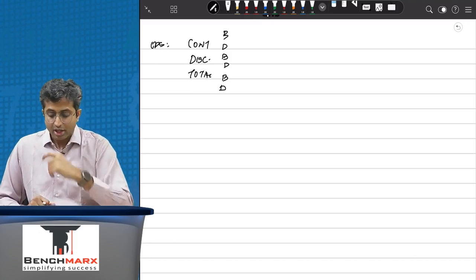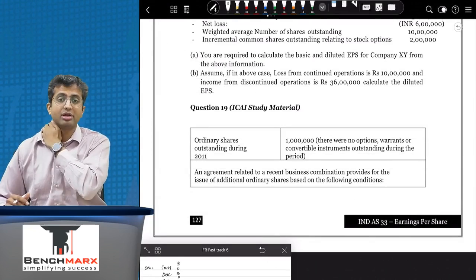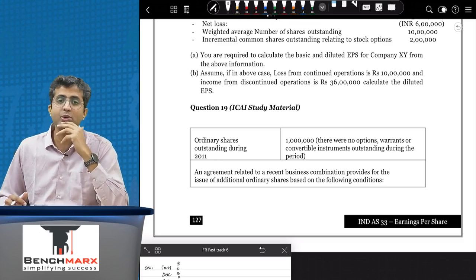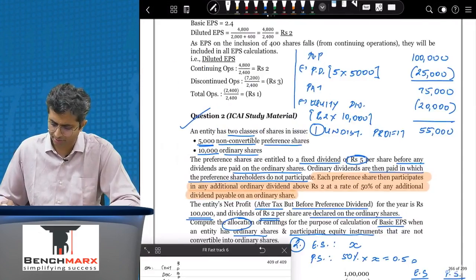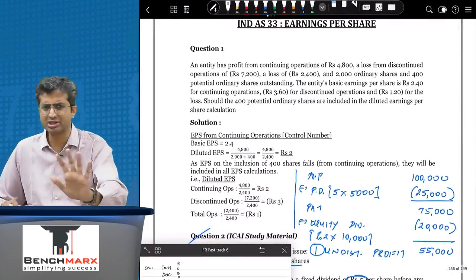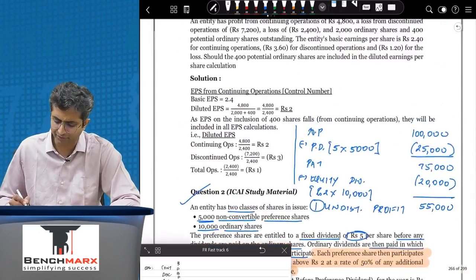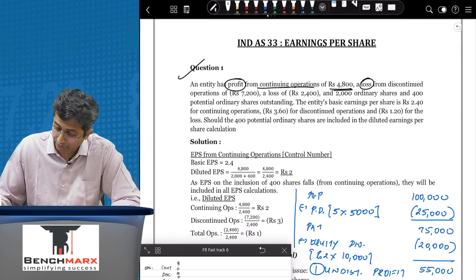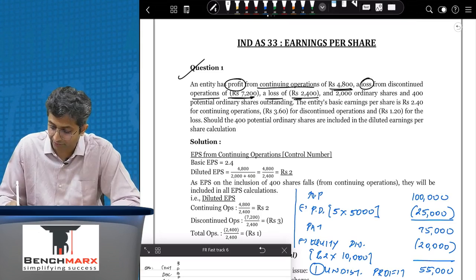Okay. Now what might happen is the inclusion of a potential equity share may be dilutive in one of these numbers, may be anti-dilutive for the other numbers. Sir, nahi samajh mein aa raha hai. I'll just take you to a practice question which is there in your volume number 2. You can just focus on the screen, that is enough. This is page number 551. An entity has a profit from continuing operations, profit of 4,800, a loss from a discontinued operation of 7,200, and a total loss of 2,400.